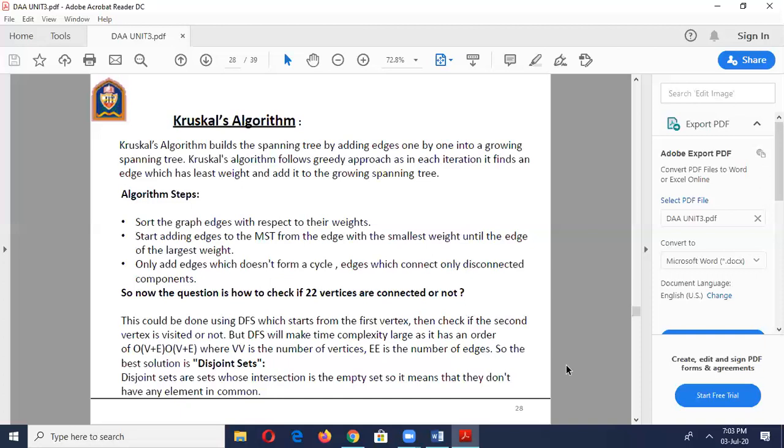Edges which connect only disconnected components.